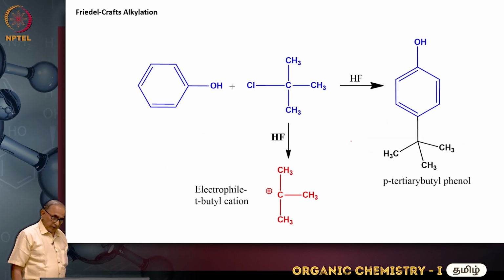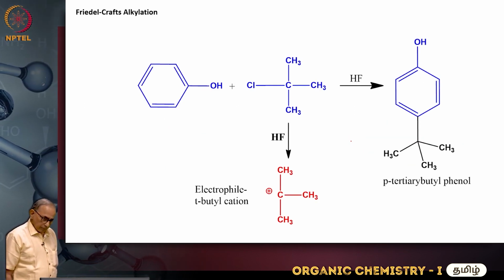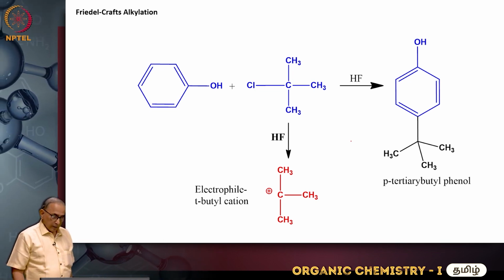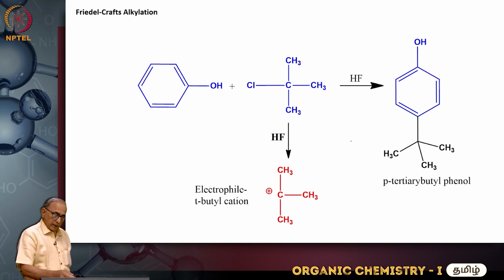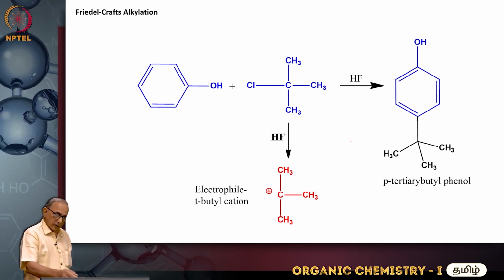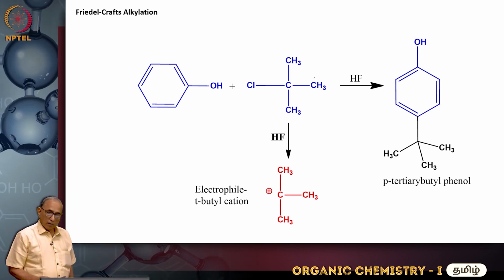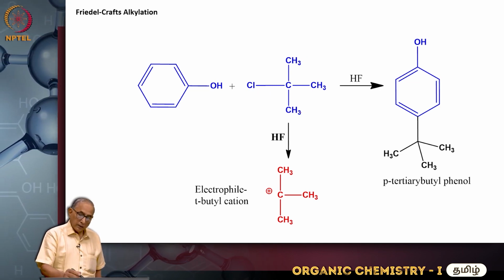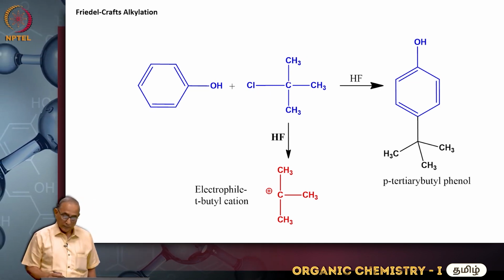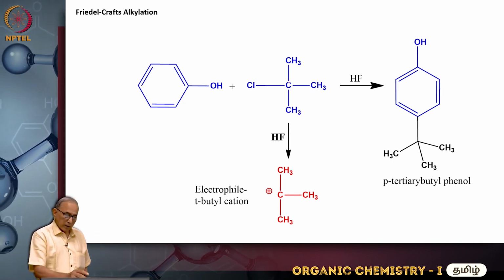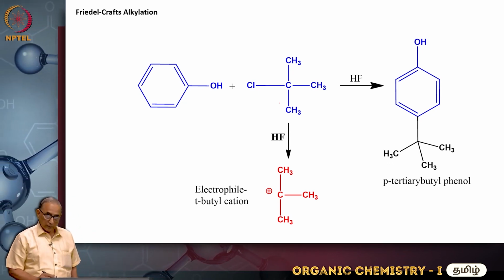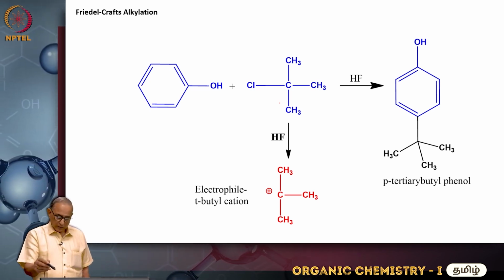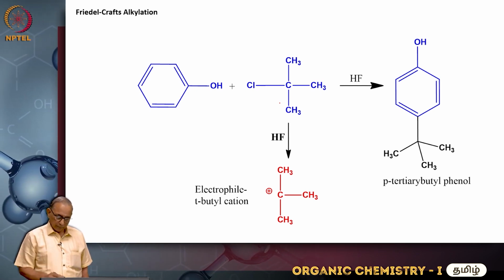Next is Friedel-Crafts alkylation. This reaction uses phenol and tertiary butyl chloride. There are 4 carbon atoms, and 3 carbon atoms are attached to 1 carbon. This is the tertiary butyl group. Chlorine is attached to it. This is called tertiary butyl chloride. This tertiary butyl chloride reacts with phenol and produces para tertiary butyl phenol.